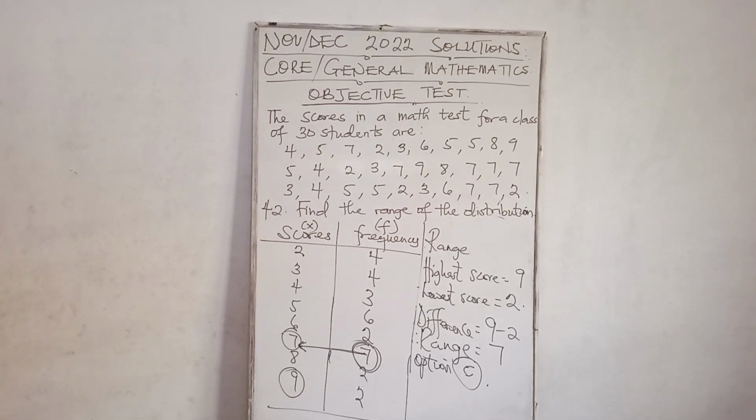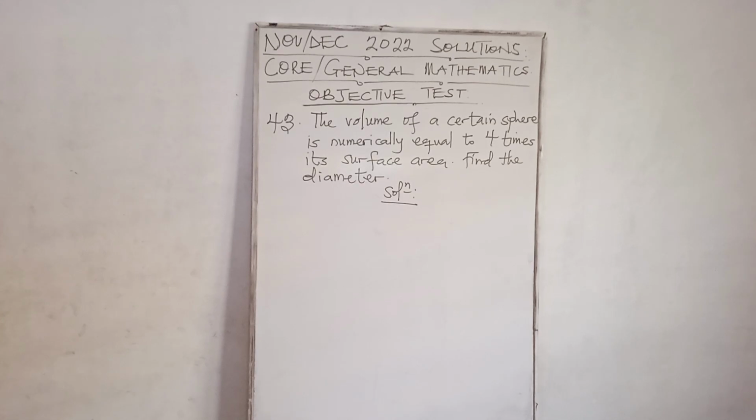So question 43. The volume of a certain sphere is numerically equal to 4 times its surface area. Find the diameter. So now let's see.